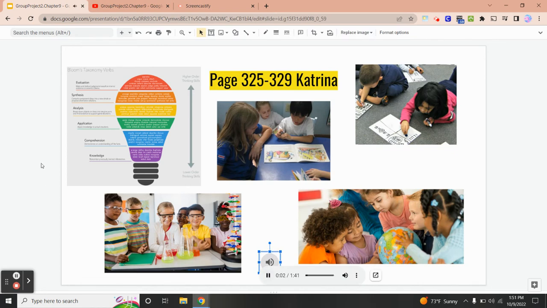In this section, we start off by looking at the cognitive levels of Bloom's taxonomy on page 325. The cognitive levels of Bloom's taxonomy include knowledge, comprehension, application, analysis, synthesis, and evaluation. By using the verbs within the levels of Bloom's taxonomy, we will be able to create objectives which will help students to move towards appropriate levels of cognitive engagement.